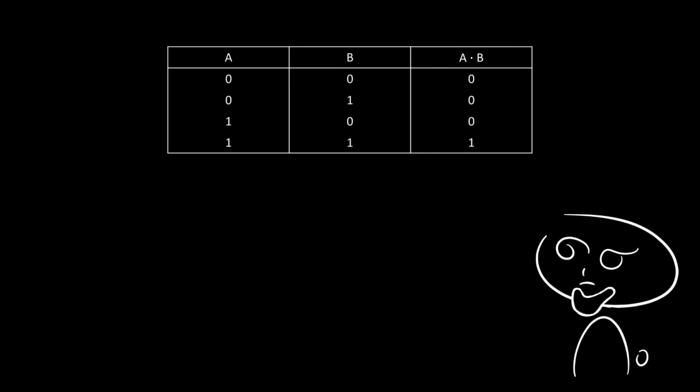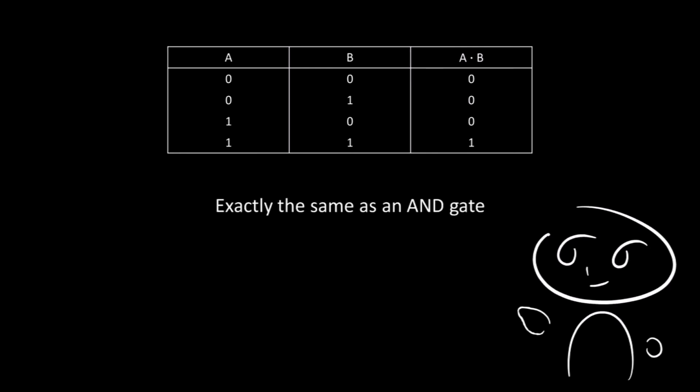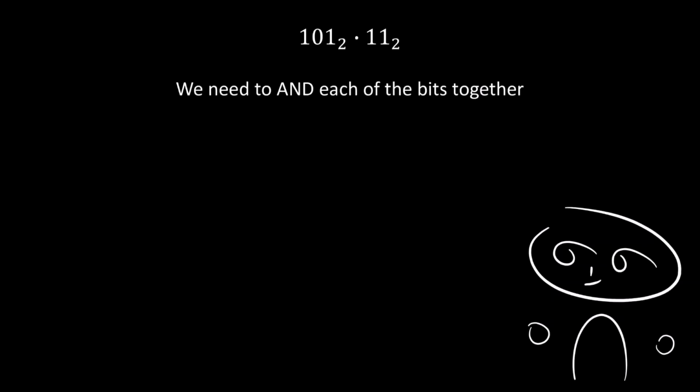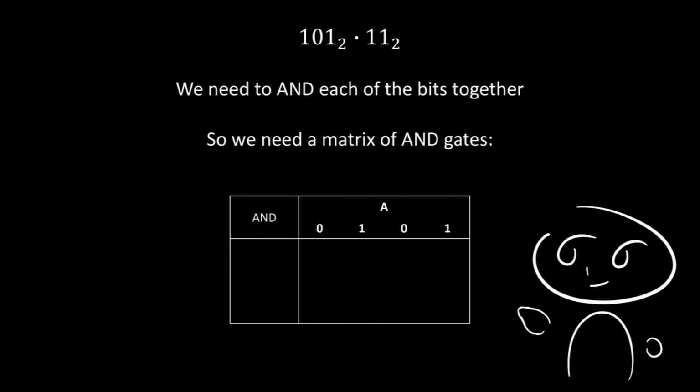So what you should notice is that this truth table is exactly the same as an AND gate. So we only get a 1 in the result if both A and B are equal to 1. So, for a single bit, A multiplied by B equals A AND B. So now we have 5 times 3, and what we need to do is AND each of the bits together. So what we need is a matrix of AND gates.